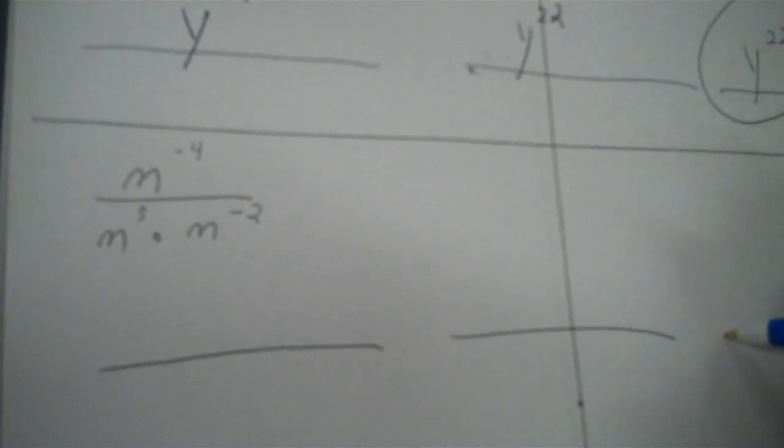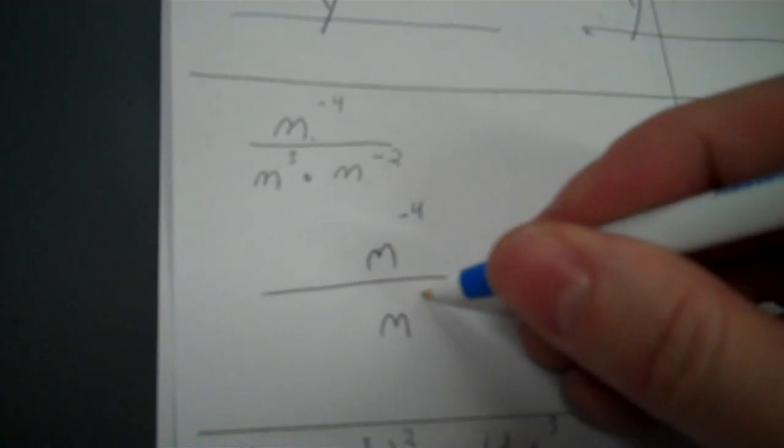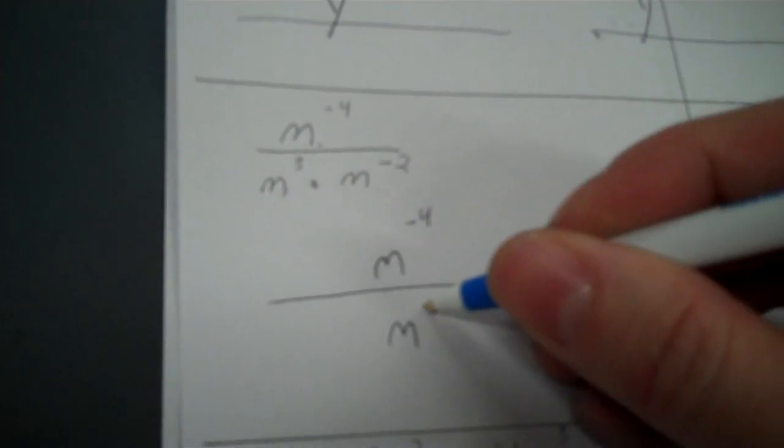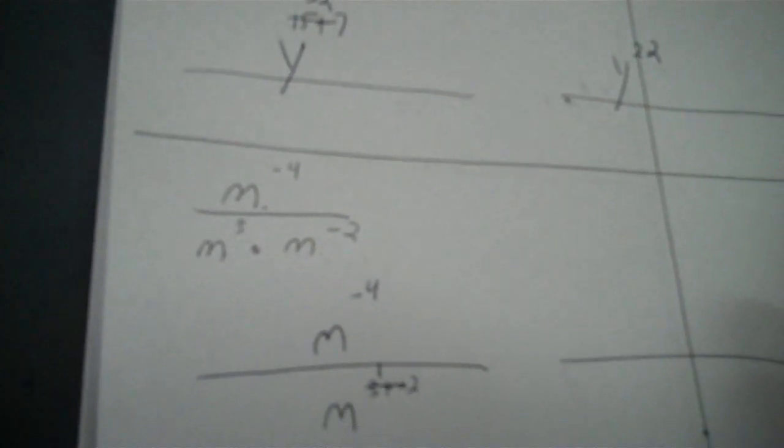Okay, next up, the fractions there. So on top, ignoring the powers, you have a base of m, and you have a base of m on the bottom. There's two of them, but that's okay. So you have a -4 on top. Now on bottom, you have to add the powers. You have to add 3 to -2, and that's 1, okay?